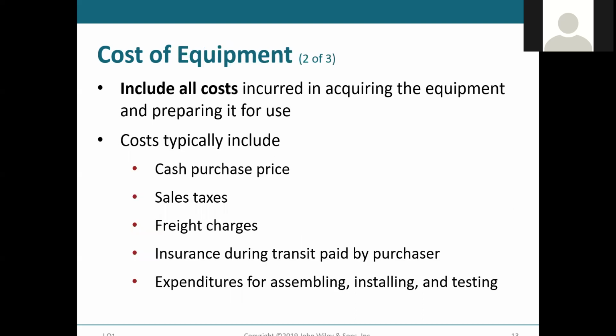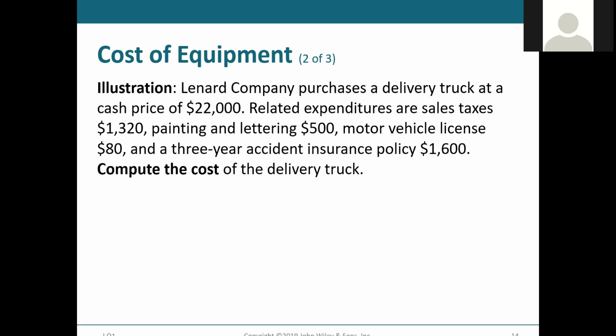Costs of equipment include all costs incurred in acquiring the equipment and preparing it for use. And they're giving you some more examples. There's sales taxes, freight charges, insurance during transit if you have to pay for that. And another example, Leonard Company purchases a truck, price is $22,000, and you got sales tax. They wanted to paint and letter the truck with their company logo. They had to pay a license fee, and they bought a 3-year accident insurance policy. That is a prepaid insurance policy.